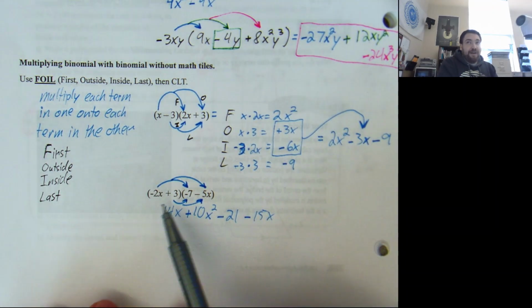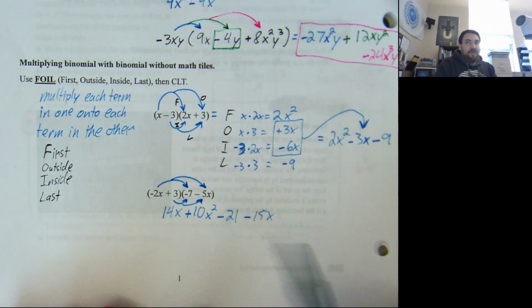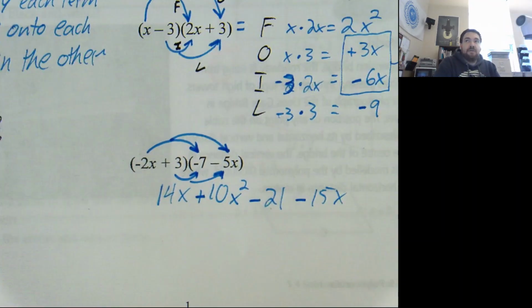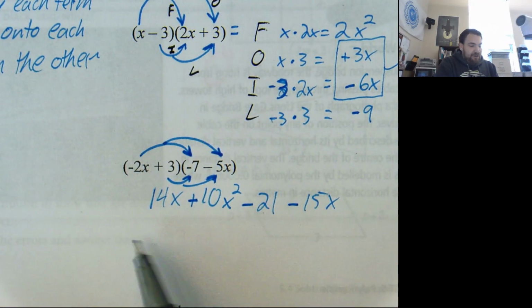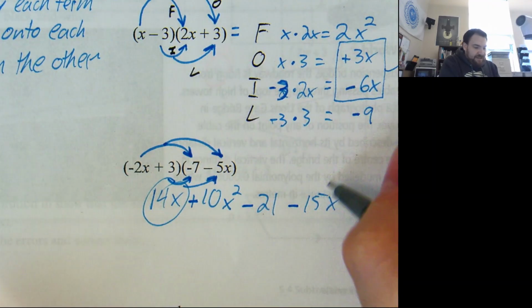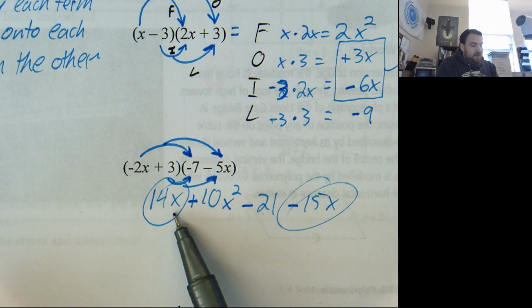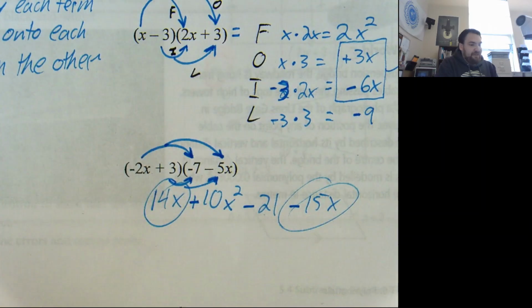Now these weren't in the correct order, so this isn't in a helpful order. So let's find our like terms in there. The like terms in here are the 14x and the negative 15x. So let's put it in the correct order and gather like terms.